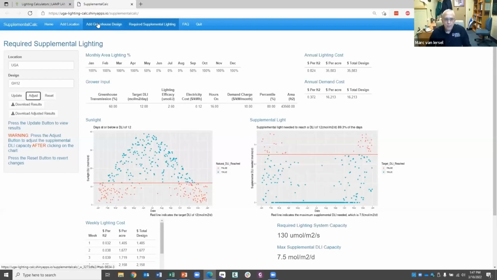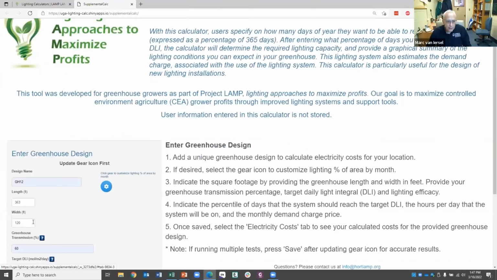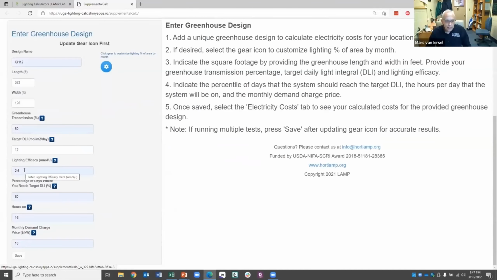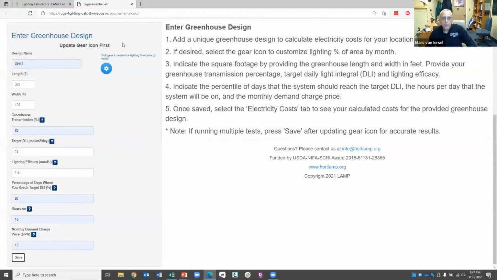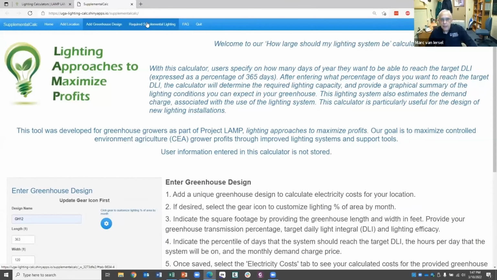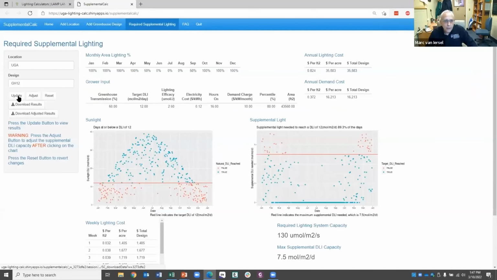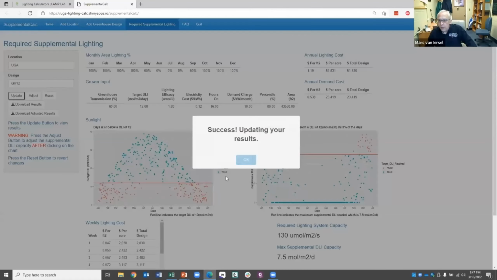You can also go back to different parts of the calculator. So let me go back to the add greenhouse design. And let's say that instead of having LEDs, we now want to do HPS. And we have a light fixture efficacy of 1.8 micromoles per joule. We save that. We go back to the results, and I need to update that now.